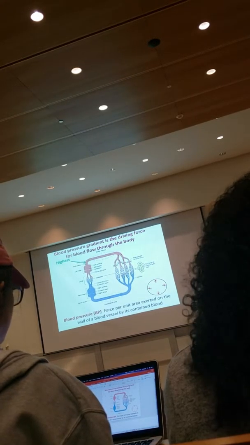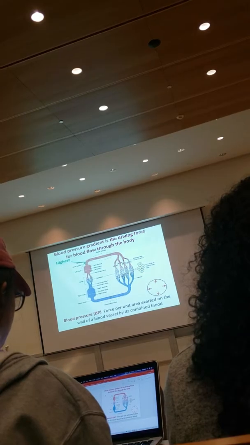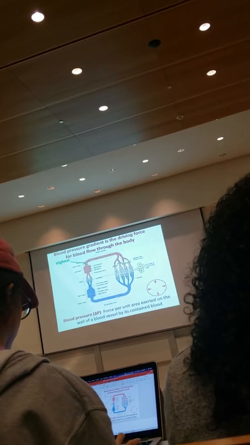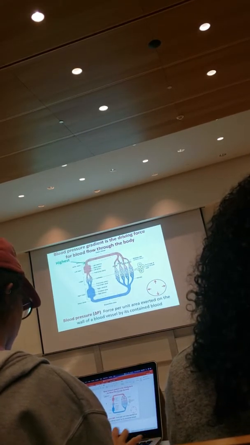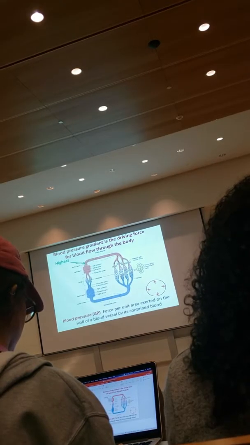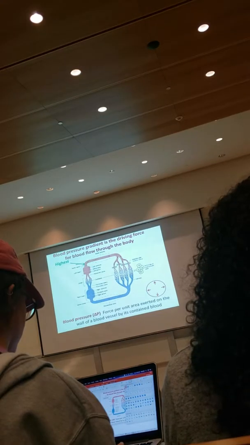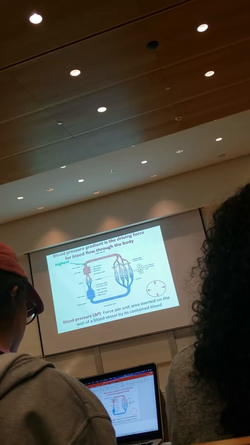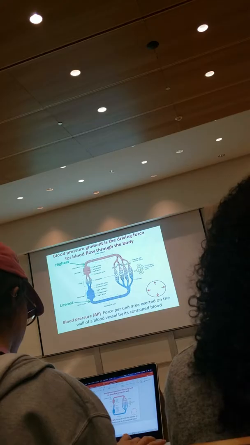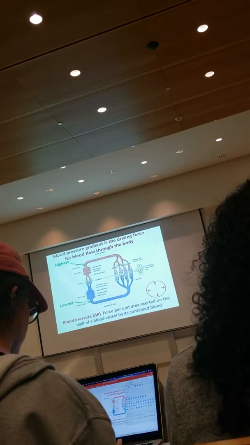Around what numbers? The pressure in the right atrium after it's completely empty. What is the pressure exerted by the blood, the completely empty blood? Zero, exactly. 0 millimeters of mercury. So that's the lowest. So the pressure is from highest to lowest.